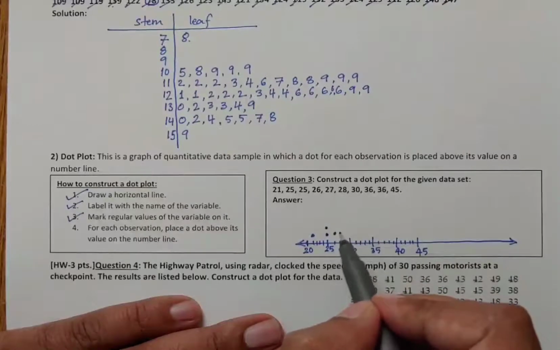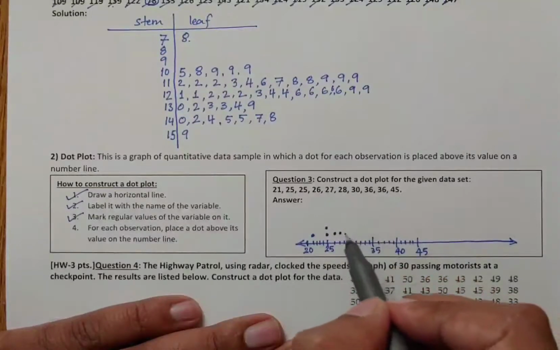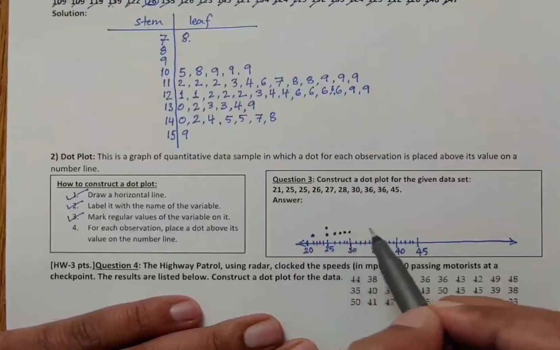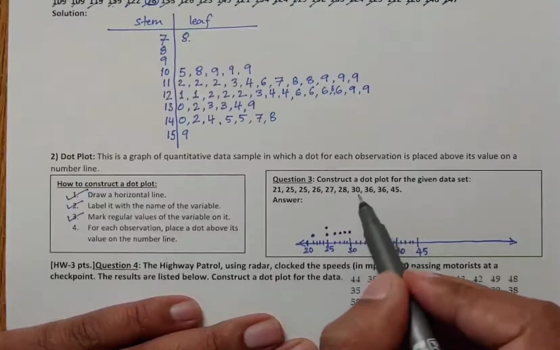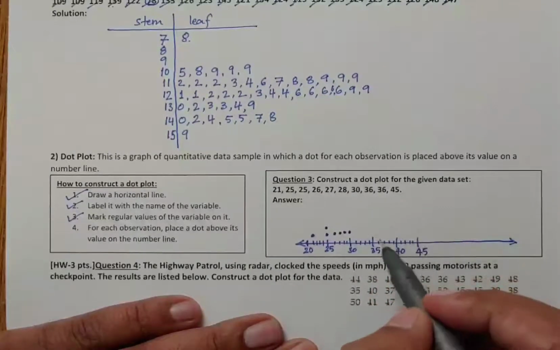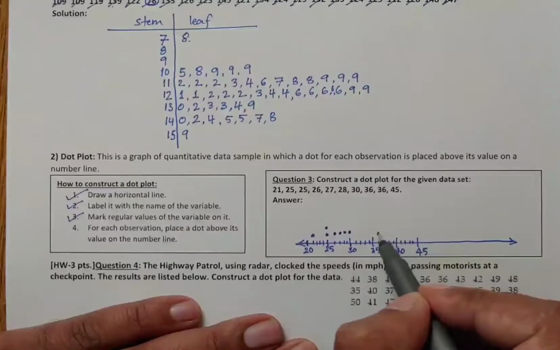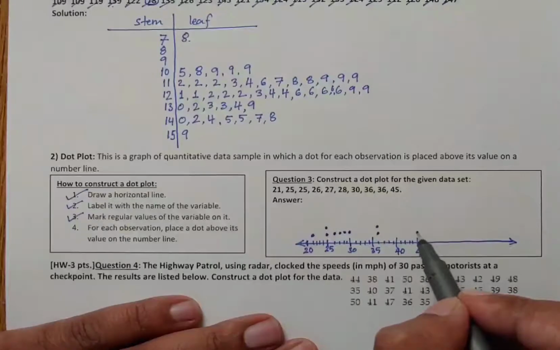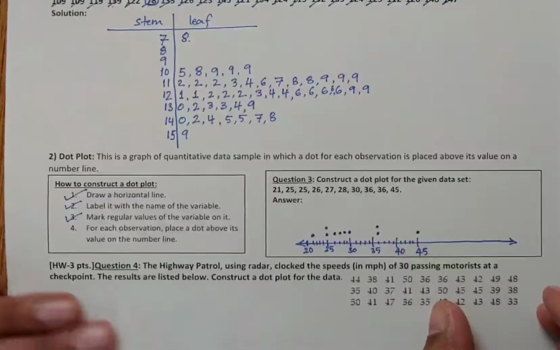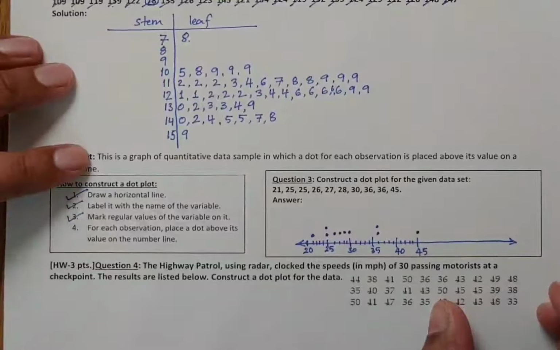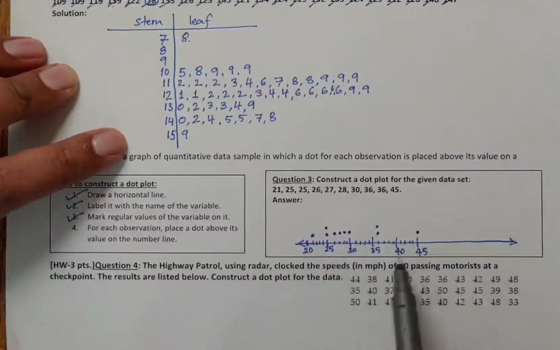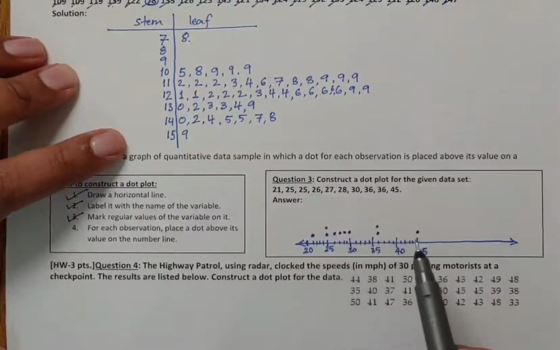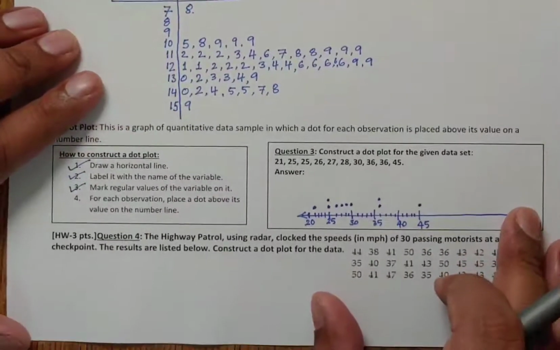27, we get one dot for 27. 28 is one dot for 28. 30 is one dot for 30. And 36, 36, we have two dots for 36 here. And then 45, and we get one dot for 45. So this is the dot plot. So we draw the dot above the numbers. So we write all the numbers, we draw a number line, and we put dots on top of each number.